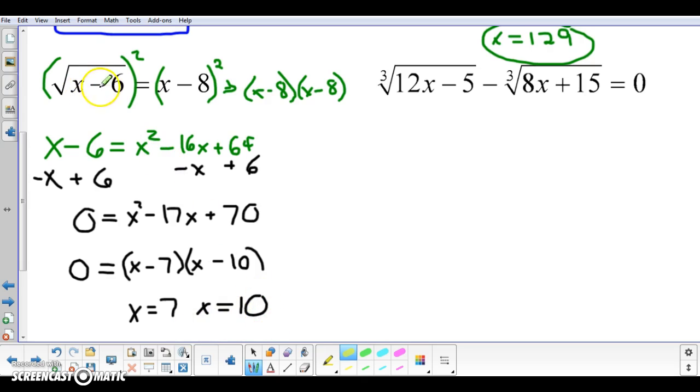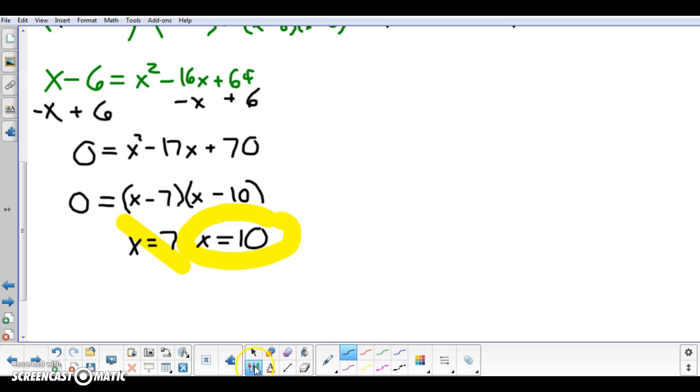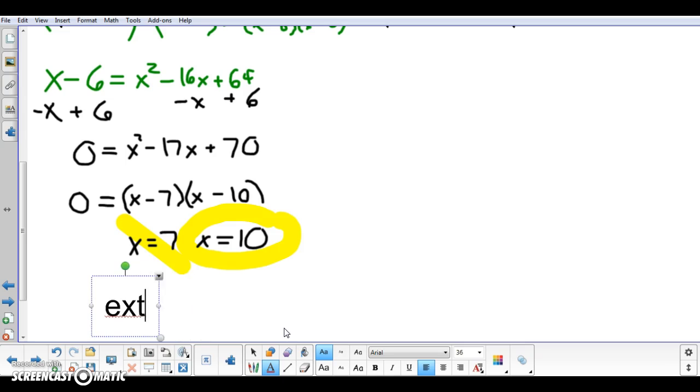Take 10. 10 minus 6 is 4, and the square root of 4 is 2. And on the right side, 10 minus 8 is also 2. So 2 does equal 2. That's true. What if I plug in 7? So this one works. A little circle. 7 minus 6 is 1. The square root of 1 is 1. 7 minus 8, however, is negative 1. 1 does not equal negative 1. So this one would be what I would call an extraneous solution. It doesn't actually work. Even though we did everything right algebraically, for whatever reason, that one is an extraneous solution.